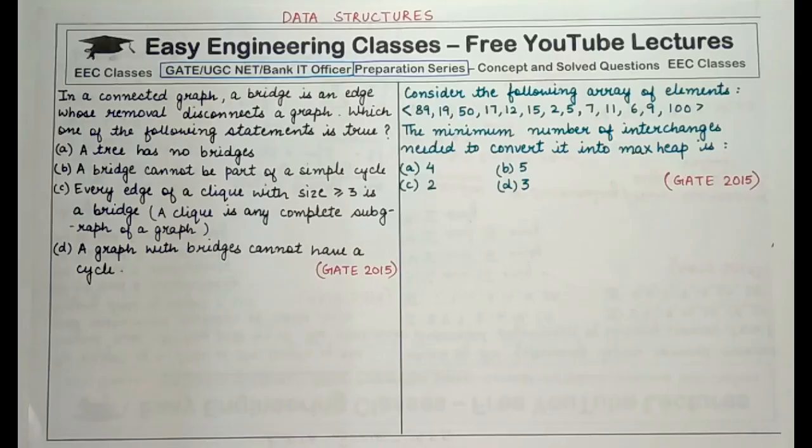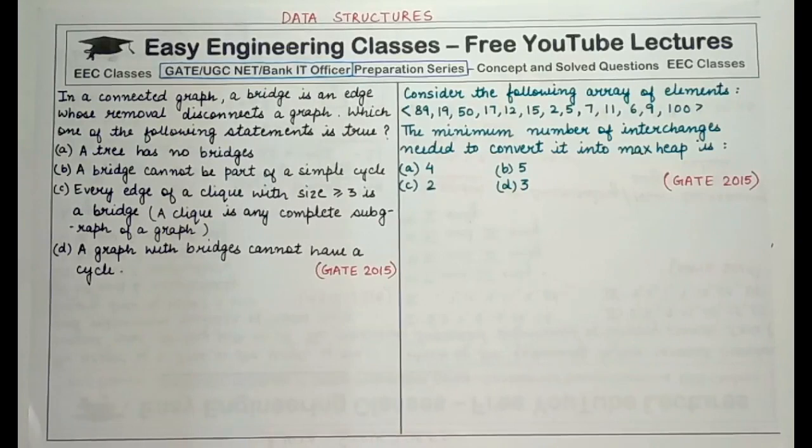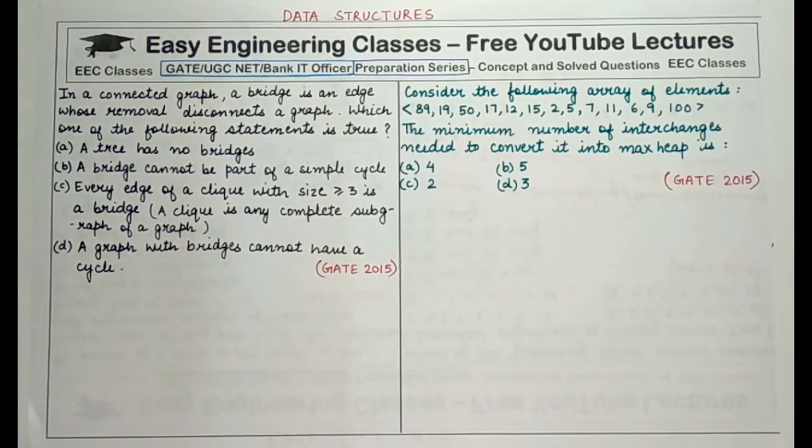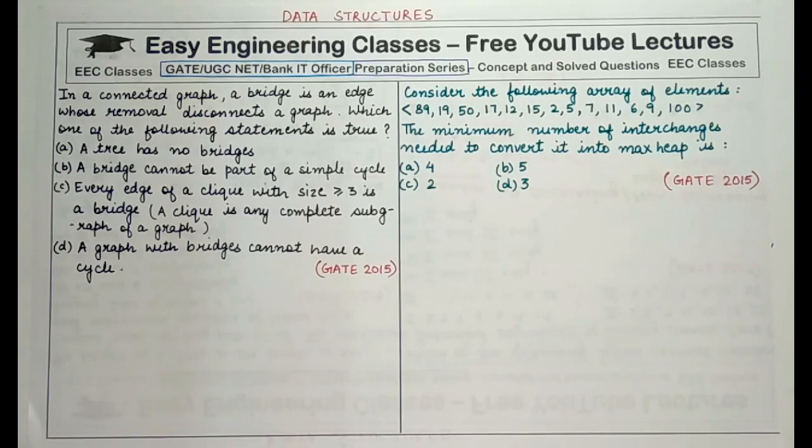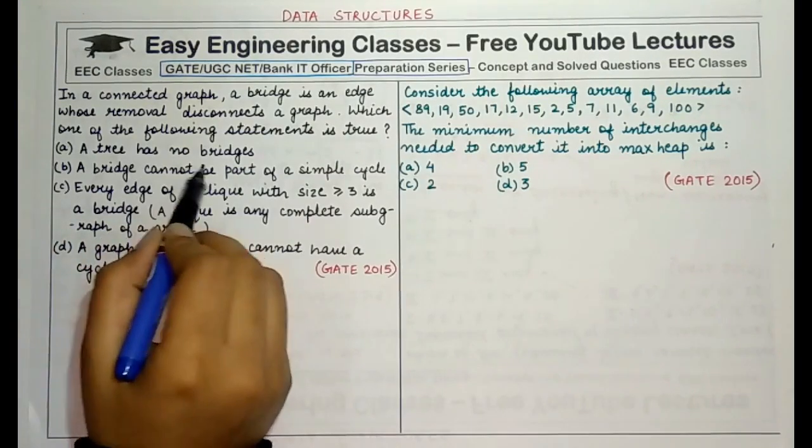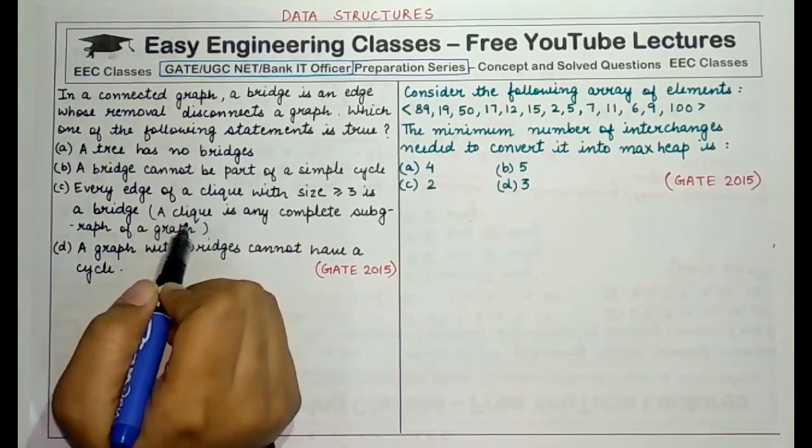So the question says, in a connected graph, a bridge is an edge whose removal disconnects a graph. Which one of the following statements is true? The first option is, a tree has no bridges. Okay, so a tree has no bridges. This statement is not correct.